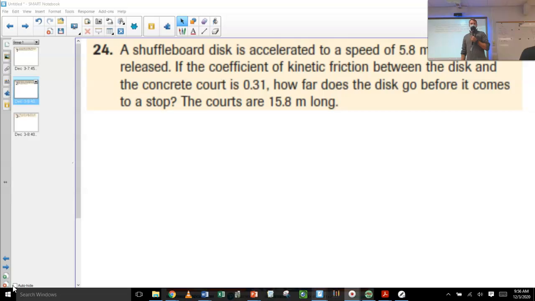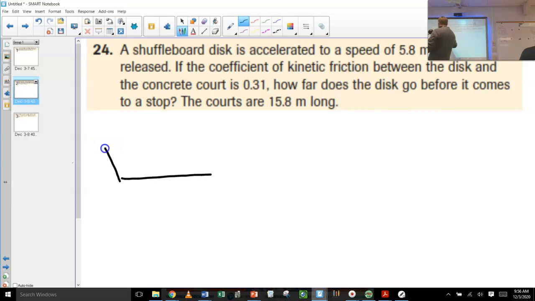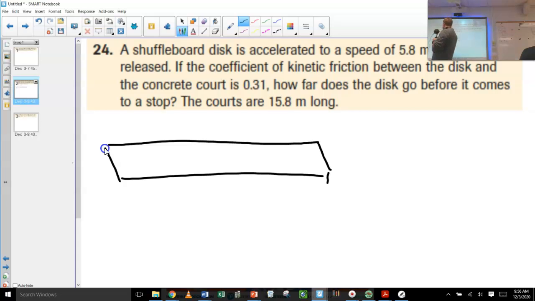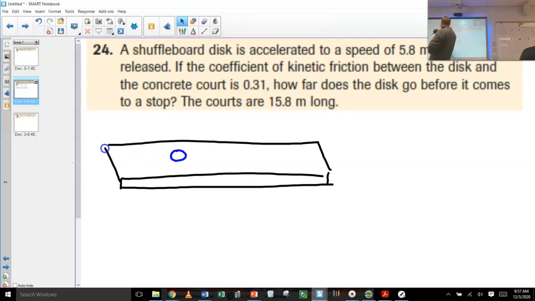Alright, so number 24 says there's a shuffleboard disc that's accelerated to a speed. Now, maybe it takes a little bit of context. If you've never played shuffleboard, it's this old school game where you take this disc and then you push it. And the idea is to push this disc and make it land towards the end as close as you can to the end, and then another person pushes one, kind of like bean bags. You knock each other off.